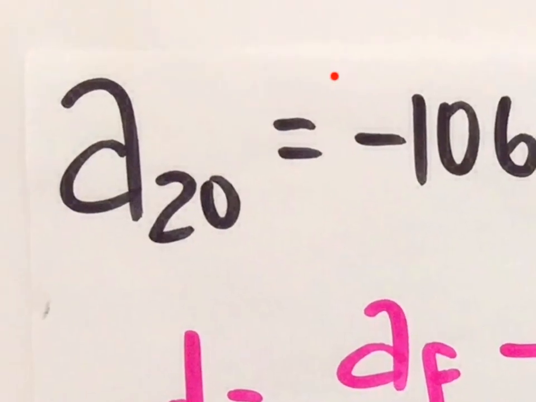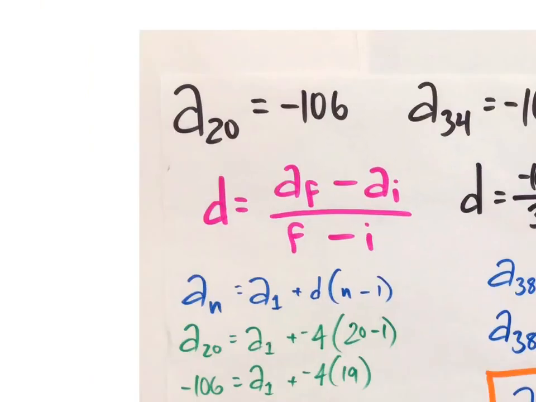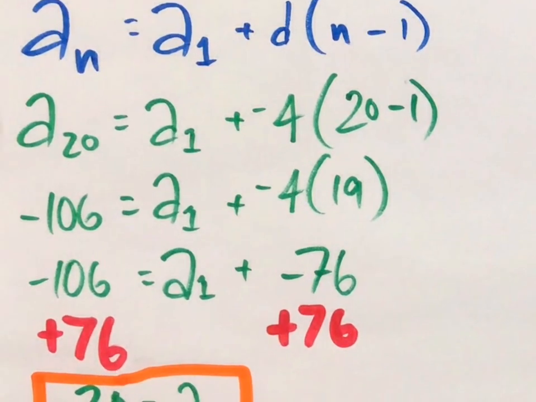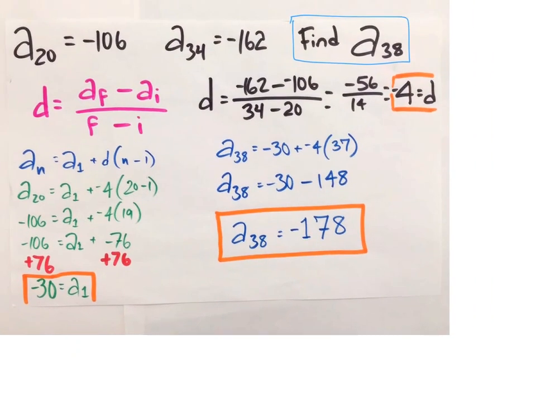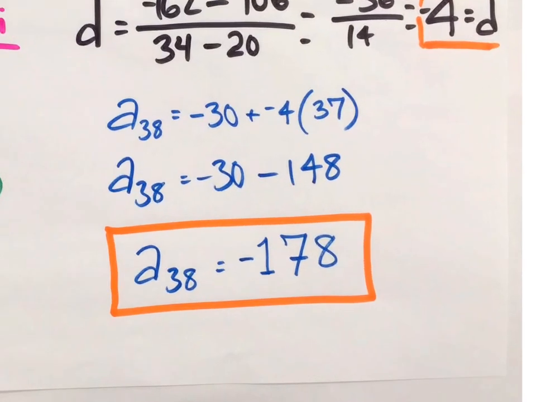These are identical. These are the same thing. And we want to figure out what the value is of a sub 1. And when we do a little bit of math, we can determine by applying inverse operations that a sub 1 equals negative 30. We found out our first term. Beautiful. All right. Now let's jump over here.